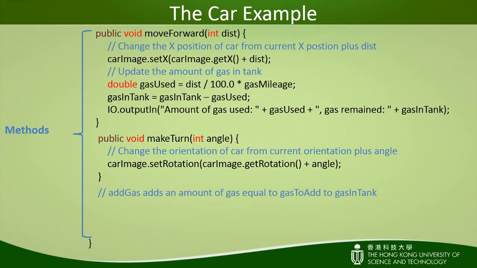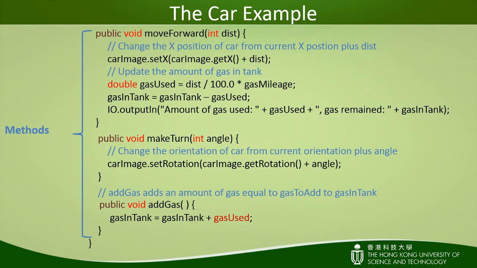Since we have used up some gas, a method is added here so that we can replenish the gas tank. Let's call this method add gas. An initial design of the method could look something like this. If we want to replenish an amount of gas that has just been used, remember that we had computed gas used before in the move forward method. The statement inside the add gas method will add the value of gas used to gas in tank and then assign the result back to the variable gas in tank. Do you think this will work?